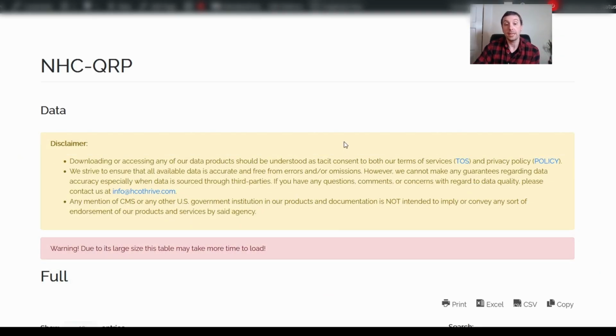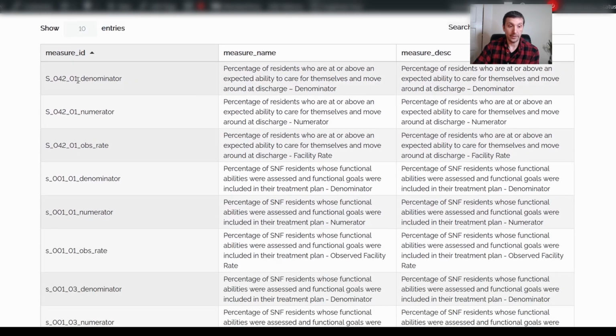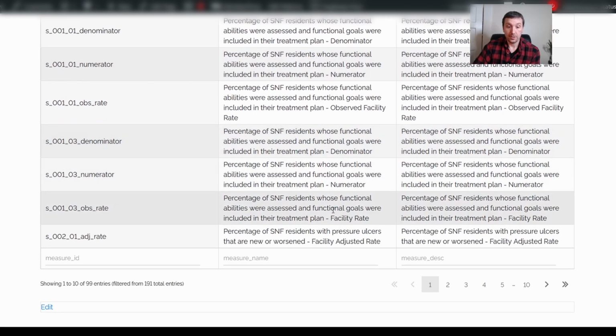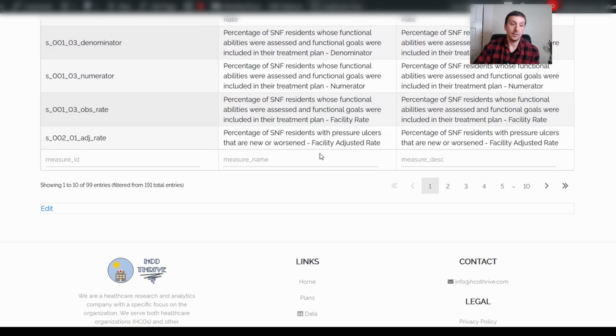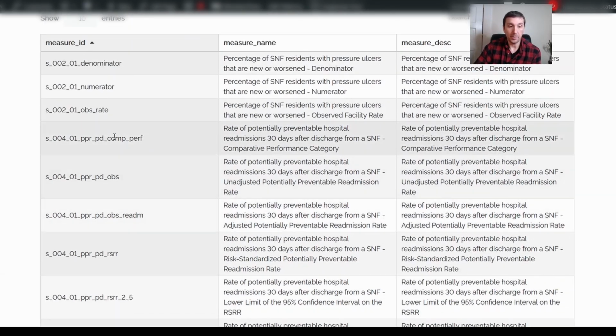Looking at the QRP data table, you can see it's quarterly as well, measure IDs, and then definitions of the measure ID, denominator, numerator, facility rate, and so forth, adjusted, observed. And here on the next page, you can also see comparative performance. So this is what I was talking about in terms of comparing a facility's rate to the national.